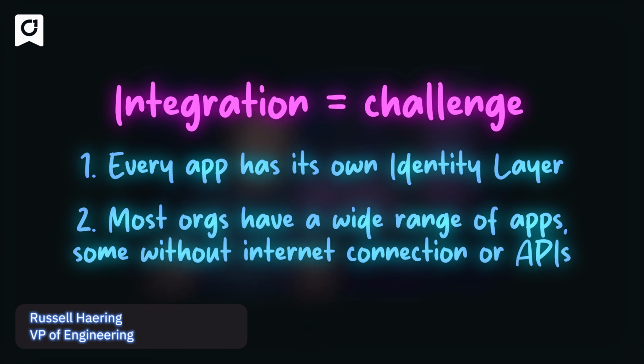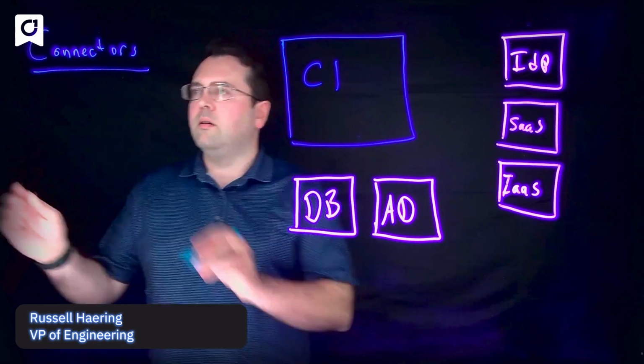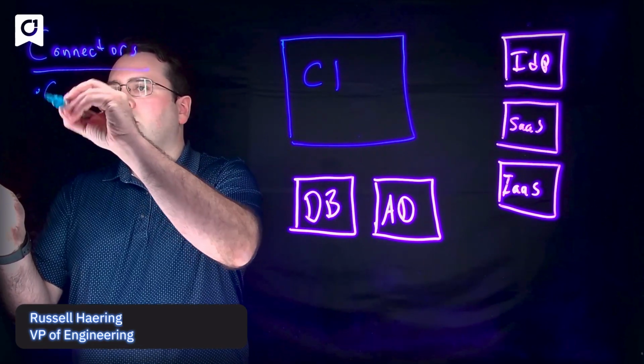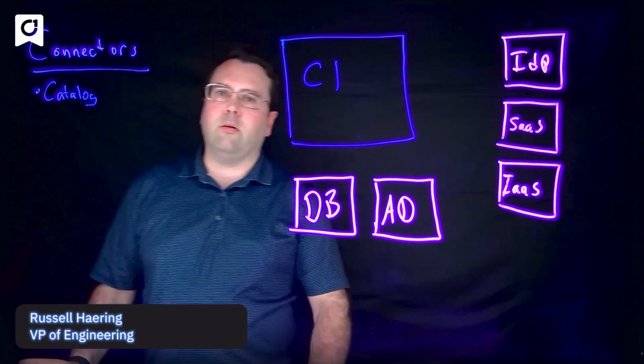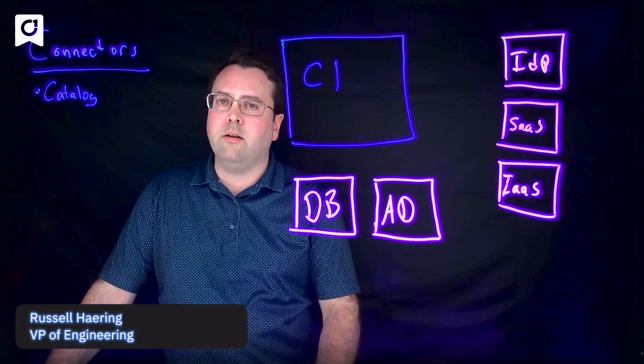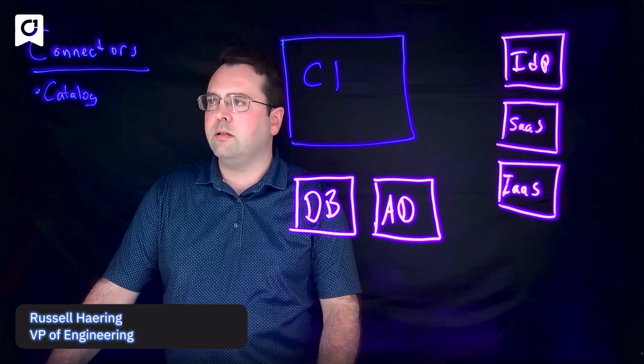The second big challenge is that most organizations have a wide range of applications, not all of which are internet-facing or even have an API. To solve for this, we designed our connector ecosystem to have three types of connectors. First, we have a catalog of hundreds of integrations that are available out of the box that make it trivial to connect to most applications.